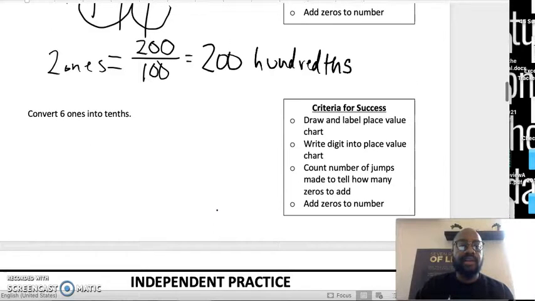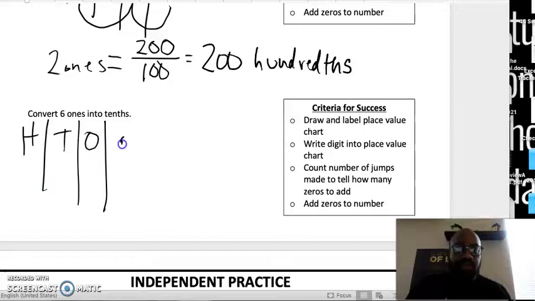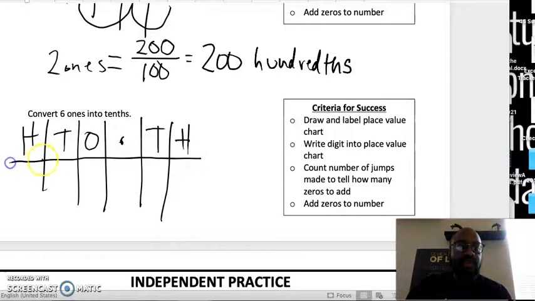Same thing. It says 6 ones into tenths. What do I do first? Draw my place value chart. You should be drawing this chart for every single question. Even if you think, oh, I know how to do it, make sure you draw your place value chart, okay?